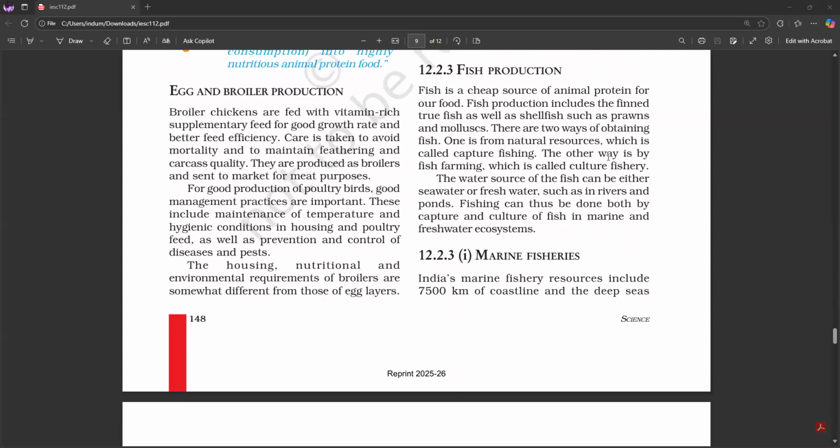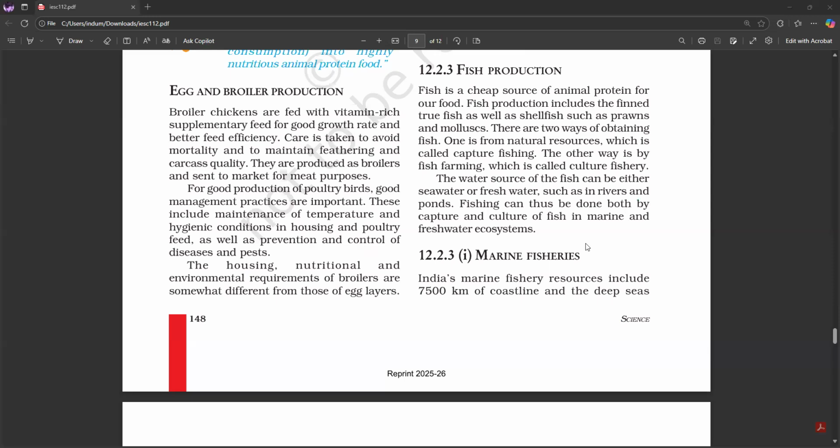12.2.3 Fish production. Fish is a cheap source of animal protein for our food. Fish production includes the finned true fish as well as shellfish such as prawns and mollusks. There are two ways of obtaining fish. One is from natural resources, which is called capture fishing. The other way is by fish farming, which is called culture fishery.